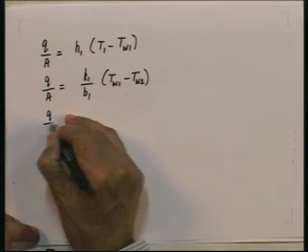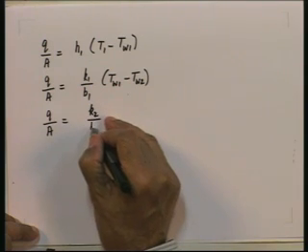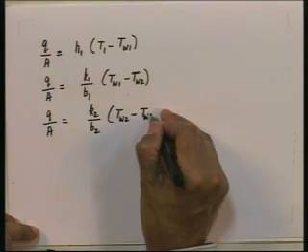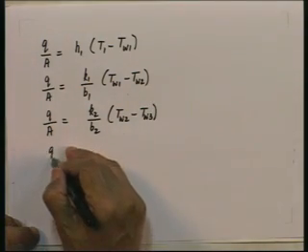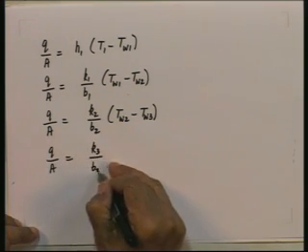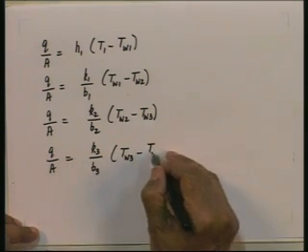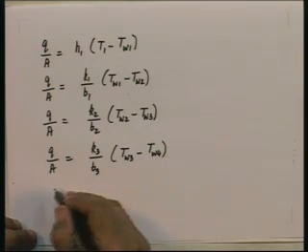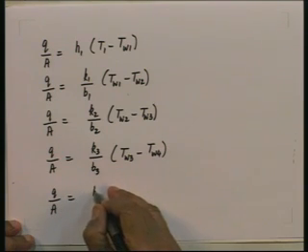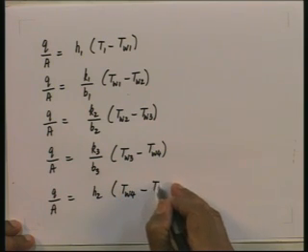Second slab making up the composite situation, Q by A is equal to K2 by B2 into TW2 minus TW3. Third one, Q by A is equal to K3 by B3 into TW3 minus TW4. And finally, the last one, there is a heat transfer coefficient, Q by A is equal to H2 into TW4 minus T2.